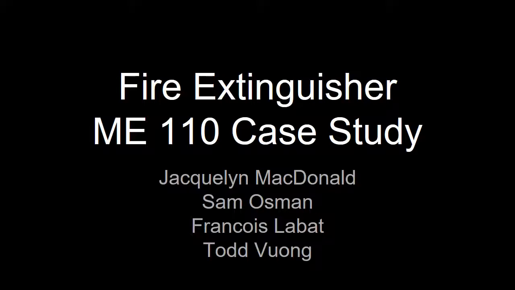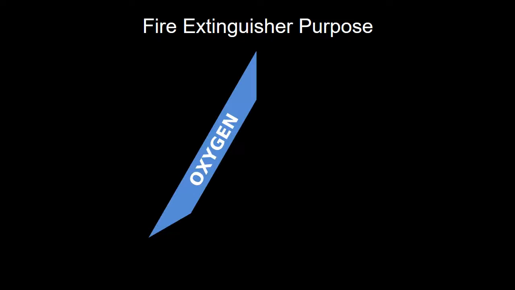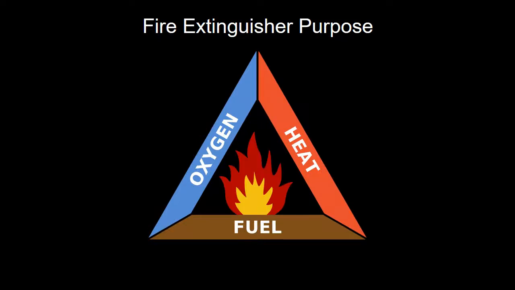This video is a case study of the manufacturing processes used on a fire extinguisher. Three elements must be present for a fire to exist: oxygen, heat, and fuel. These three elements create the fire triangle, and one of these elements must be removed to extinguish the fire.